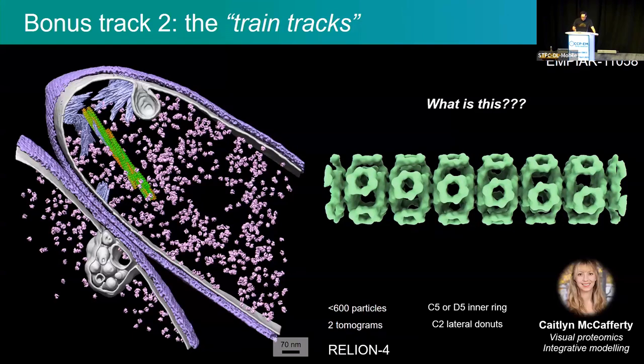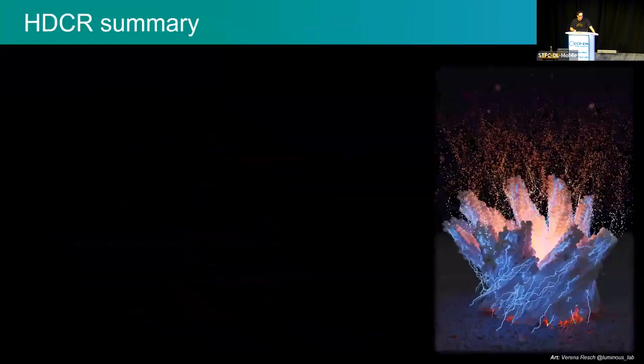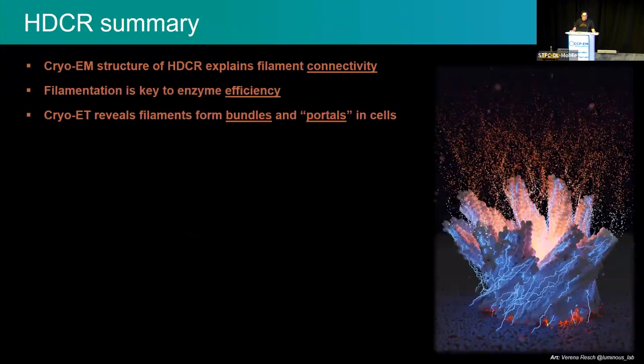So to summarize the HDCR part of my talk, I have shown you that the cryo-EM structure of HDCR explains how the filament is connected, and that this connectivity in the filament is key to the efficiency of the enzyme. And using cryo-electron tomography, we could see that these filaments form bundles and portals, the large circular structures attached to the cell membrane.